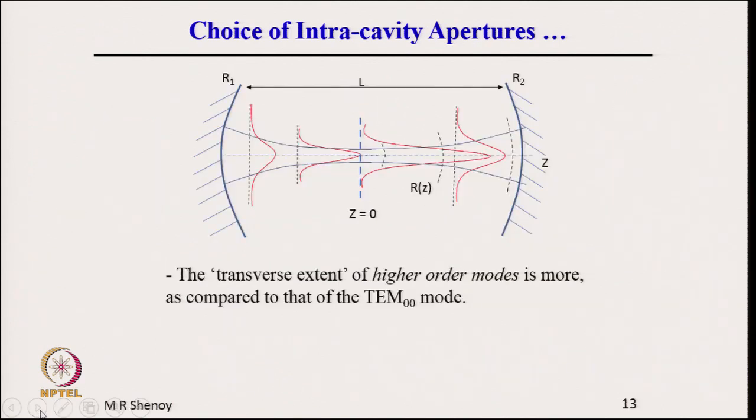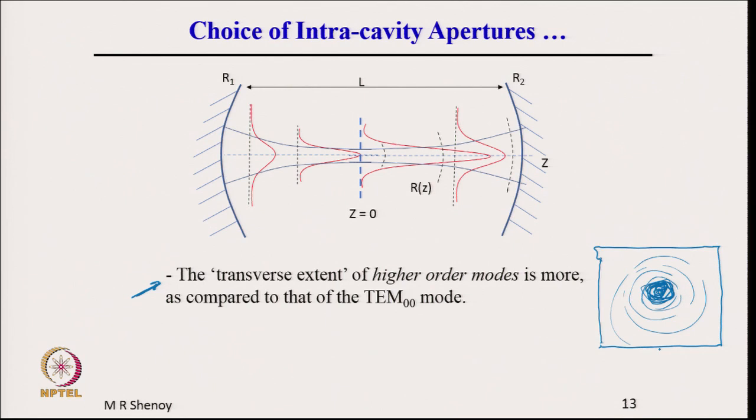So, here an important point to note is the transverse extent of higher order modes is more as compared to that of the TEM00 mode. What does this mean? Transverse extent, in the sense, if you look at the cross section like this, let us say this is the cross section, then the 00 mode may be here, and then of course, it is very low intensity and like this. This is the 00 mode, goes down to 0.